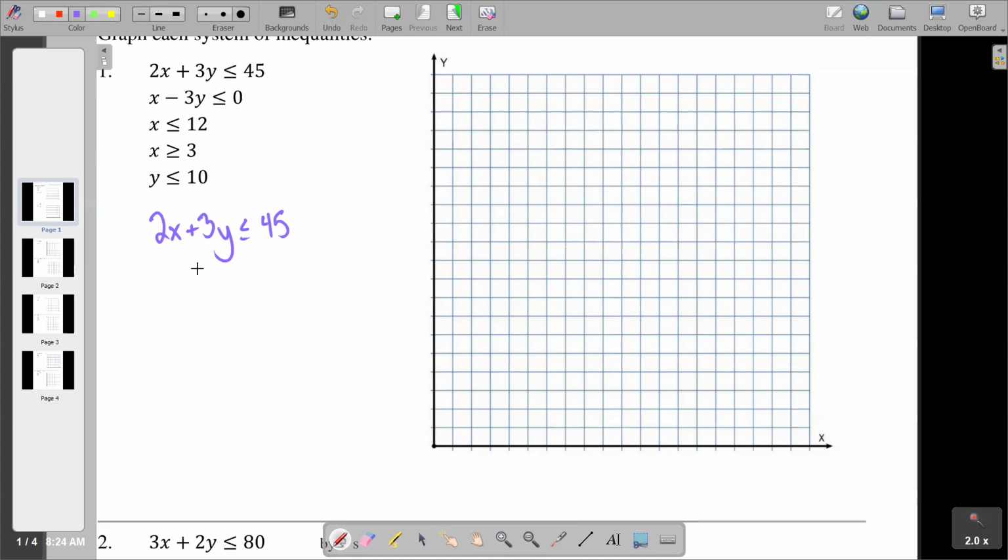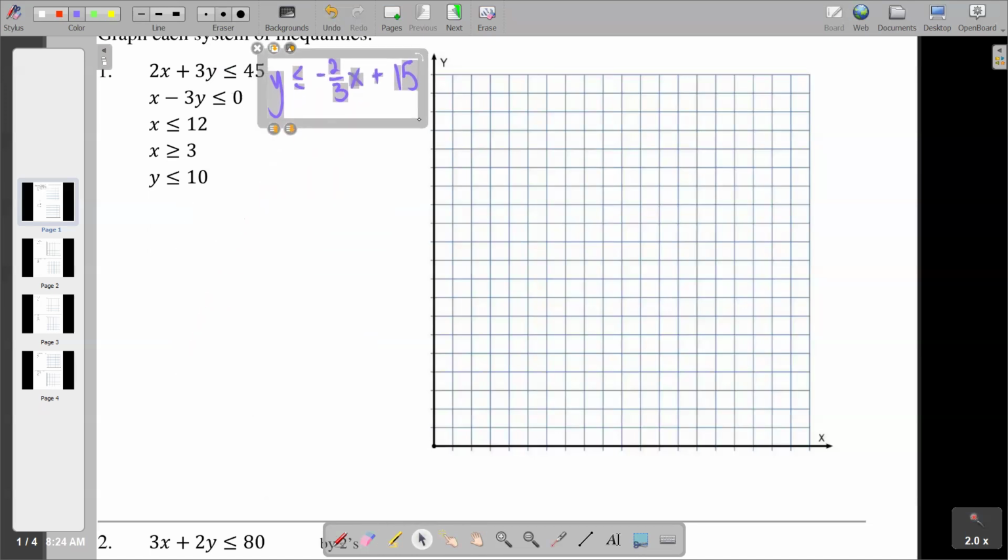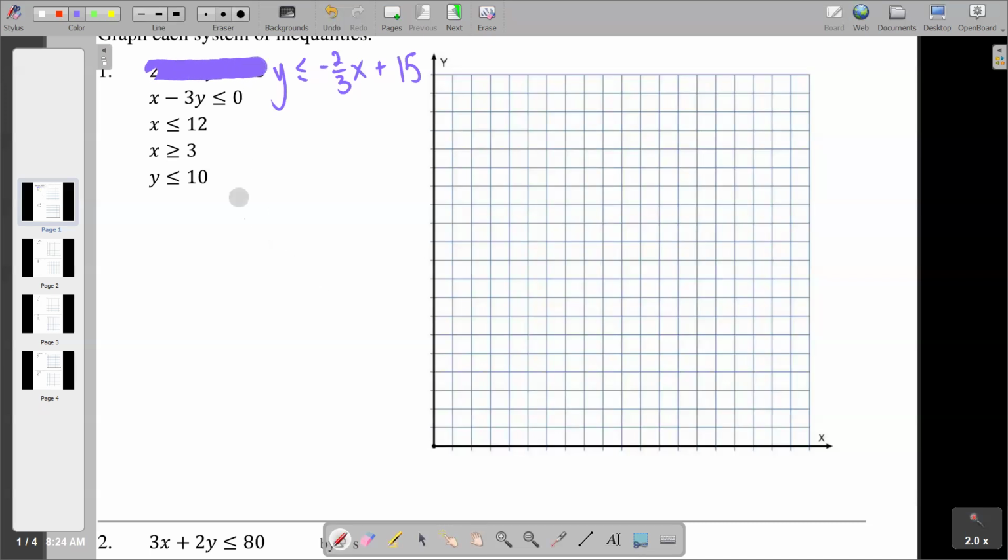we're going to move the 2x to the other side. And then we're going to divide everything by 3. And when you divide by 3, you get y is still less than or equal to negative 2 divided by 3x plus 45 divided by 3. So that's what this one should look like when it's all good to go. So that one kind of takes the place of that first one there. So we don't need to worry about this one anymore because it's been modified now, right?